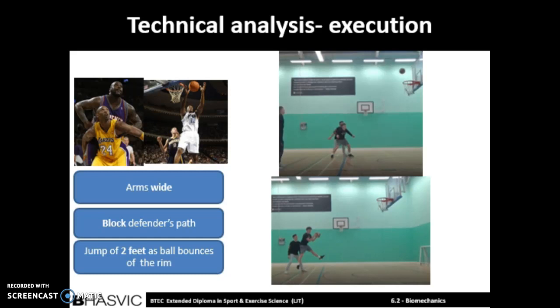Once the ball has bounced off the rim, you must jump vertically off 2 feet towards the ball in order to catch the rebound before your opponent. You should jump off 2 feet, as you will gain more power when jumping off 2 feet from a stationary position.